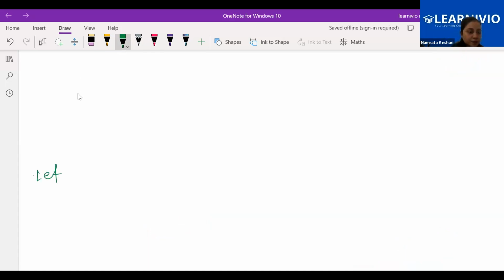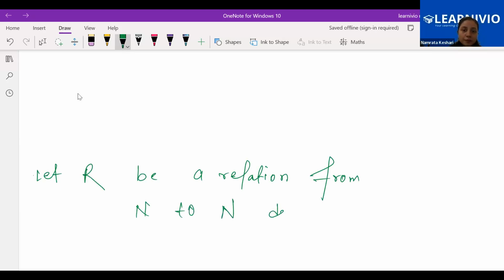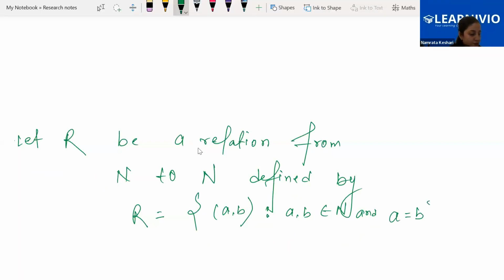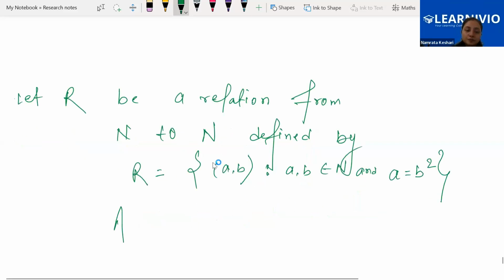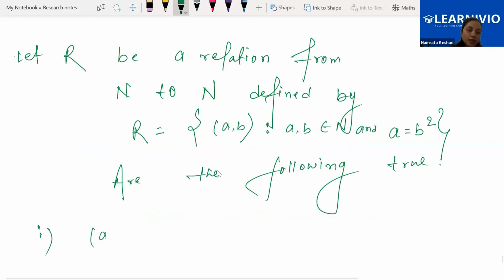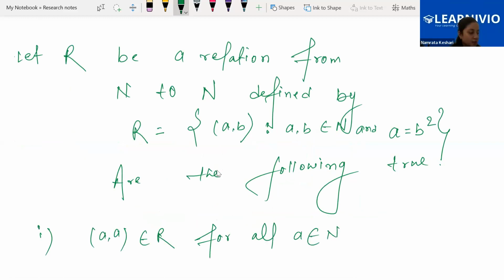Let R be a relation from natural number to natural number defined by R is equal to the set of all ordered pairs (A, B) such that A and B both belong to natural numbers and A is equal to B square. Are the following true? Number one is (A, A) belongs to R for all A belongs to natural numbers.